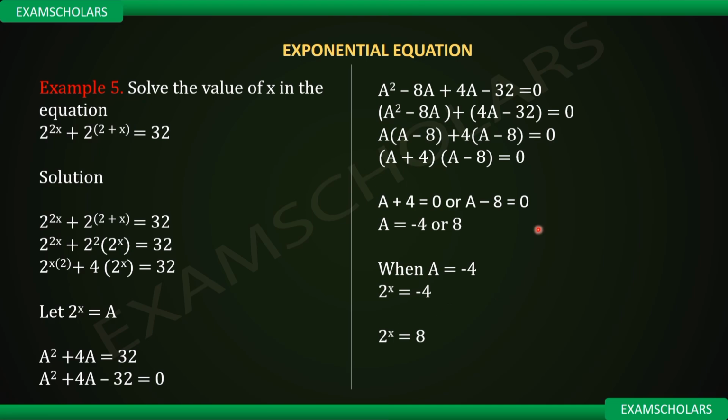Let's leave it now. We have 2 raised to power x is equal to 8. 2 raised to power x is equal to 2 raised to power 3, because 8 is 2 raised to power 3. 2 can cancel 2. So your answer is 3. That is how to solve this question very fast.